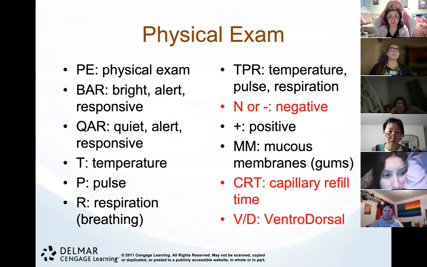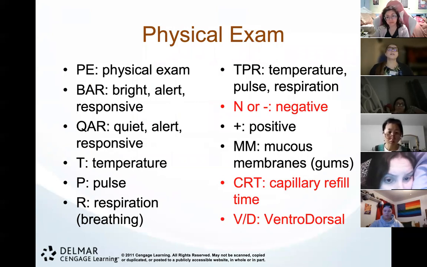Getting into some more of these abbreviations, PE, that's our physical exam. BAR is bright, alert, and responsive. QAR is quiet, alert, and responsive. We know TPR, temp, pulse, respiration, and respiration, that's our breathing. Pulse is the heart rate.